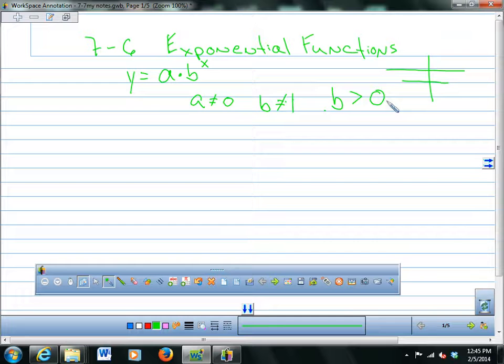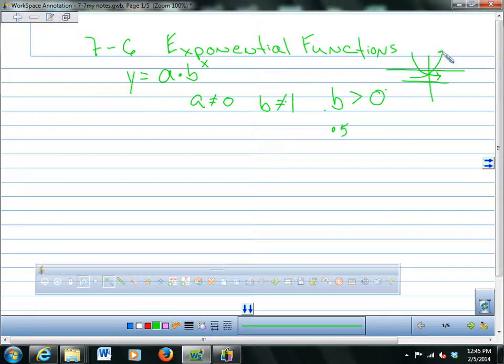Shouldn't it be bigger than 1? It doesn't have to be bigger than 1, because you might have discovered when it was 0.5, what happens to that function? Can anyone remember what happened when b was 0.5? What did that graph look like? It goes like this, right? If b is like 0.5, that's what you should see. If b is a number bigger than 1, then it goes up like this.